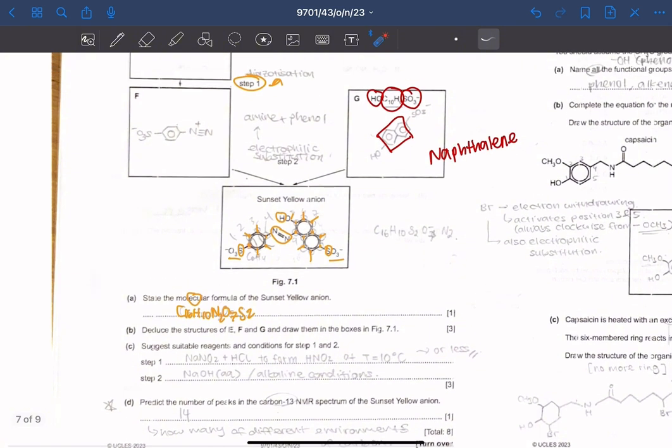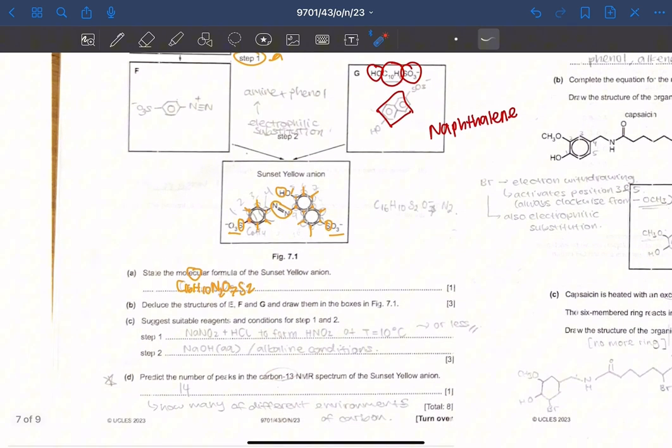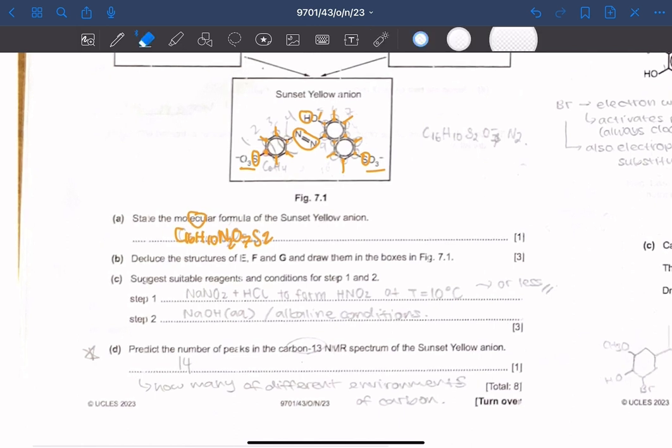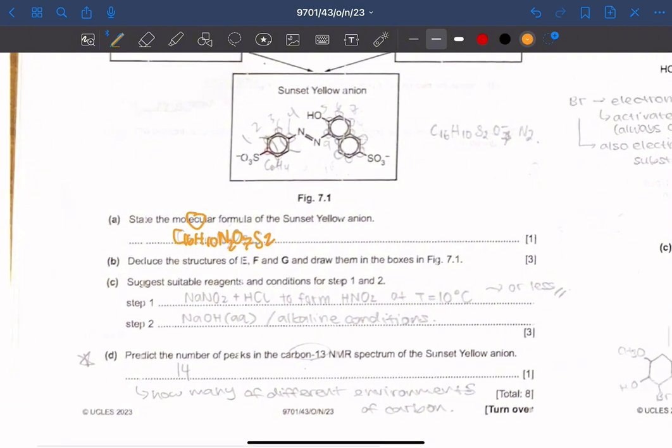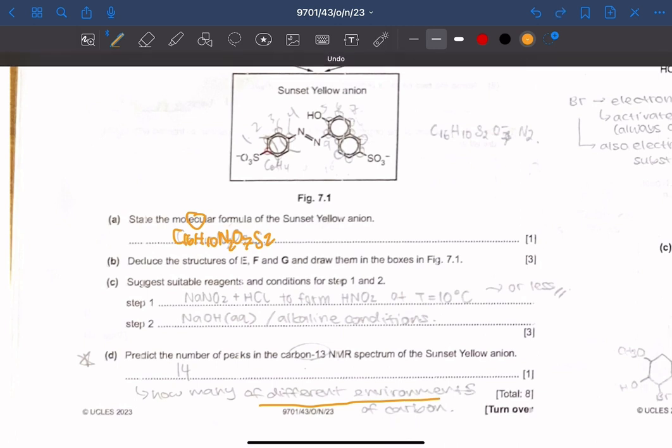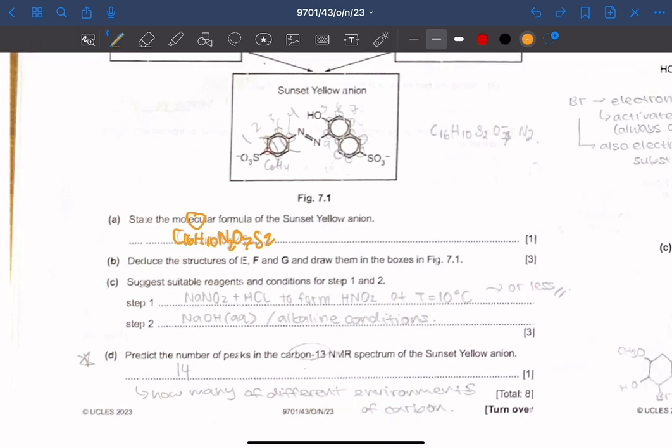D. Predict the number of peaks in the carbon-13 NMR spectrum of the sunset yellow anion. This actually means: how many carbon atoms have different neighboring environments? So how many different environments of carbon? So it's like this. One carbon is different. These carbons have the same environment. So 1, 2. These carbons have the same environment. 3. This carbon has a different environment. 4. This carbon has a different environment.